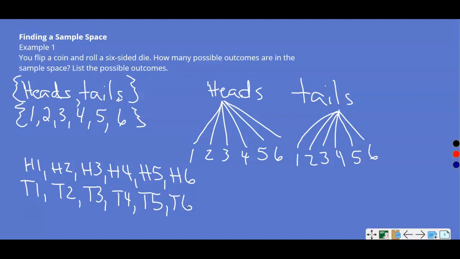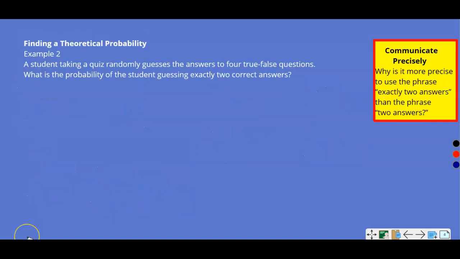So if you want to know how many different outcomes, or you want to find the sample space, there are 1, 2, 3, 4, 5, 6 times 2. There are 12 possible outcomes when you have a coin that you're going to flip and a 6-sided dice. So how many possible outcomes in the sample space? 12, and here we listed all 12.